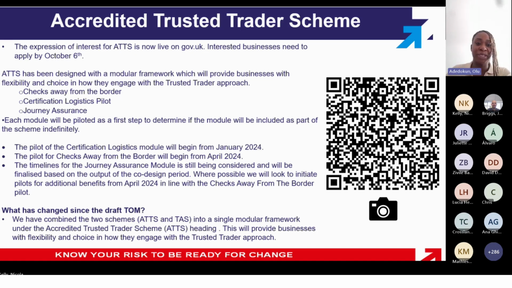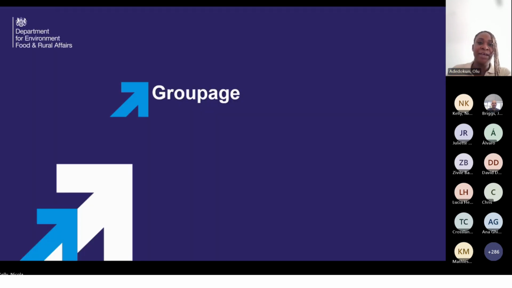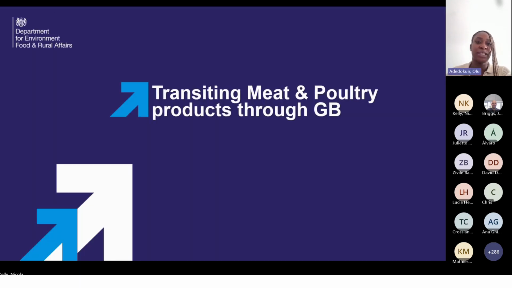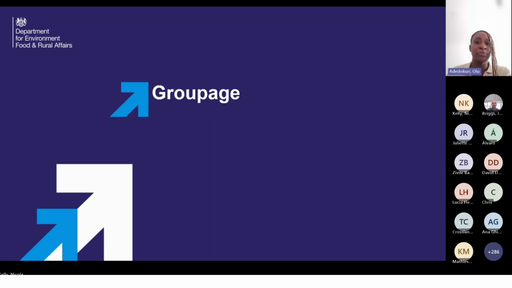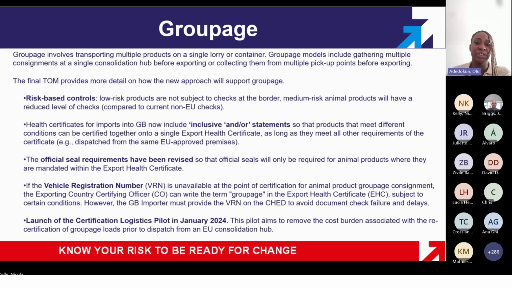So now moving on to groupage. Groupage involves transporting multiple products on a single lorry or container. The groupage models include gathering multiple consignments at a single consolidation hub before exporting, or collecting them from multiple pickup points before exporting. The final TOM provides more detail on how the new approach will support groupage.